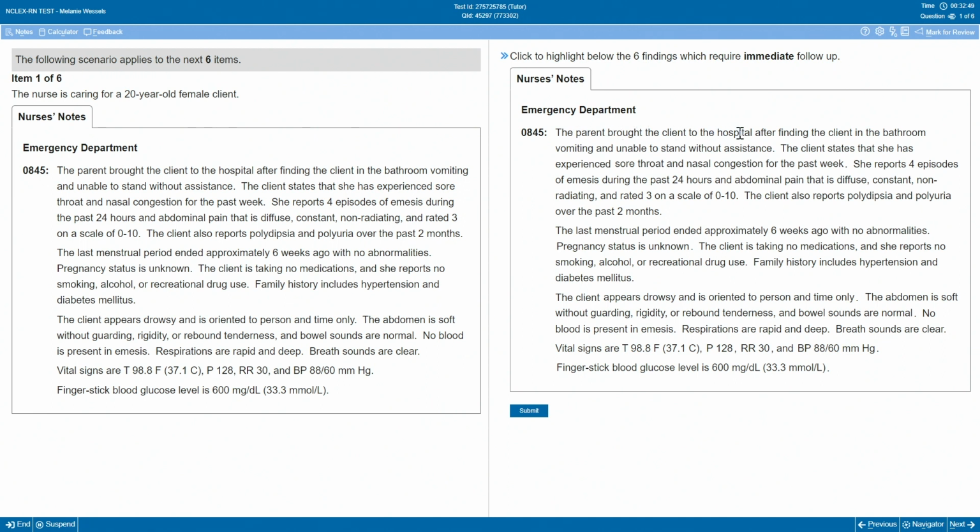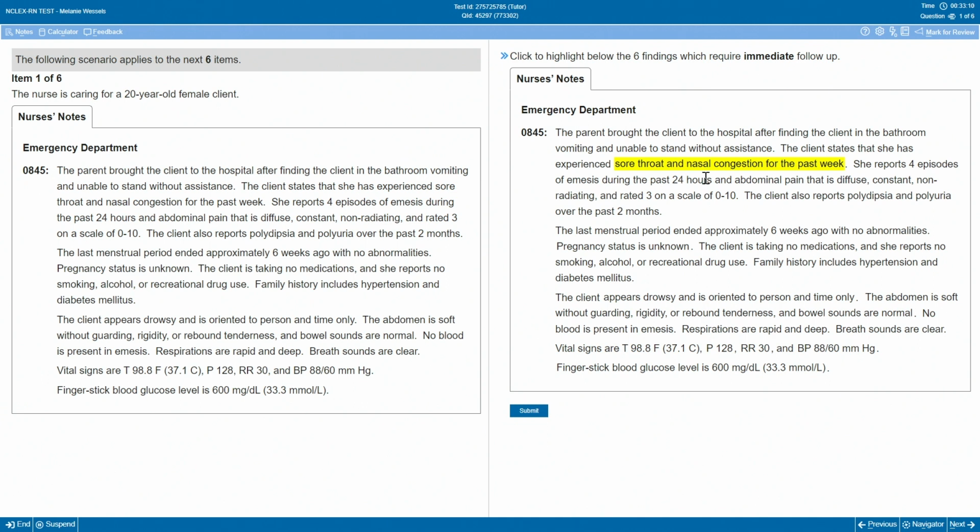The parent brought the client to the hospital. Okay, so here's one option, sore throat and nasal congestion. That one's interesting because sometimes when you have a cold, it can actually precipitate what I think is going on, DKA for this patient, and that can be precipitated by an illness. So that's something that might be concerning.